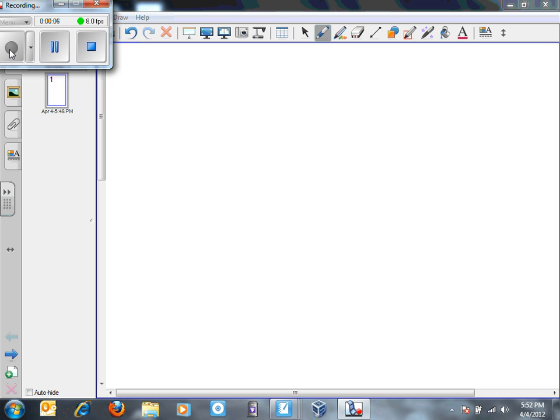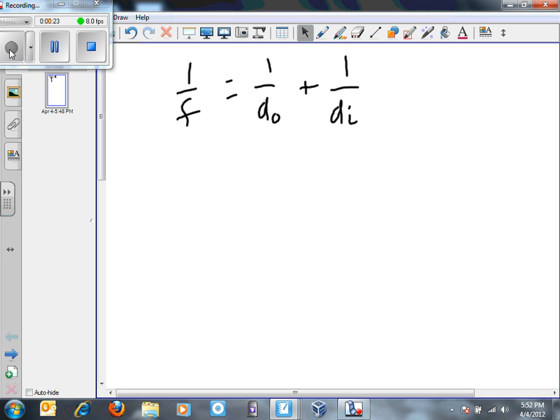We're going to talk today about the 1/f = 1/d_o + 1/d_i formula and its sign convention, and then we'll end up with a little bit of calculation sample problems too.